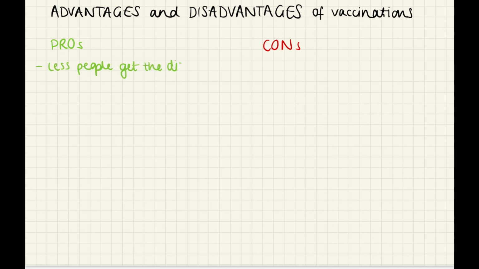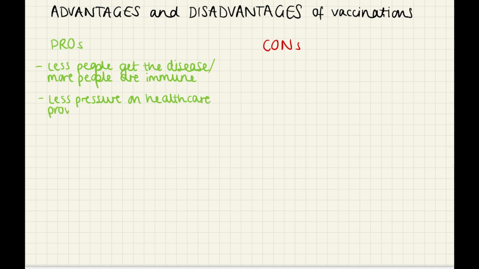So my pros are, the first one's really obvious: less people get the disease. If you're vaccinated, you are immune, and so you're not going to catch the disease. But then, building on that, the next advantage is that with less people getting ill, there's less pressure on healthcare providers, so for example the NHS, to have to treat serious illnesses.